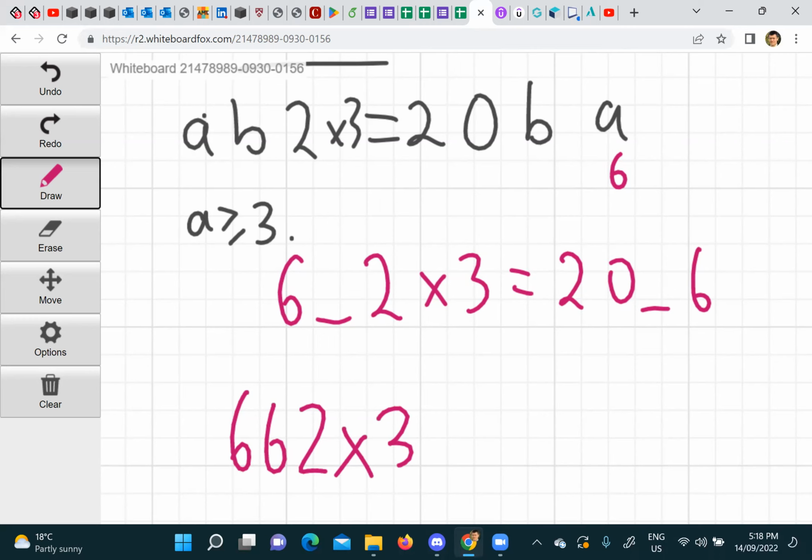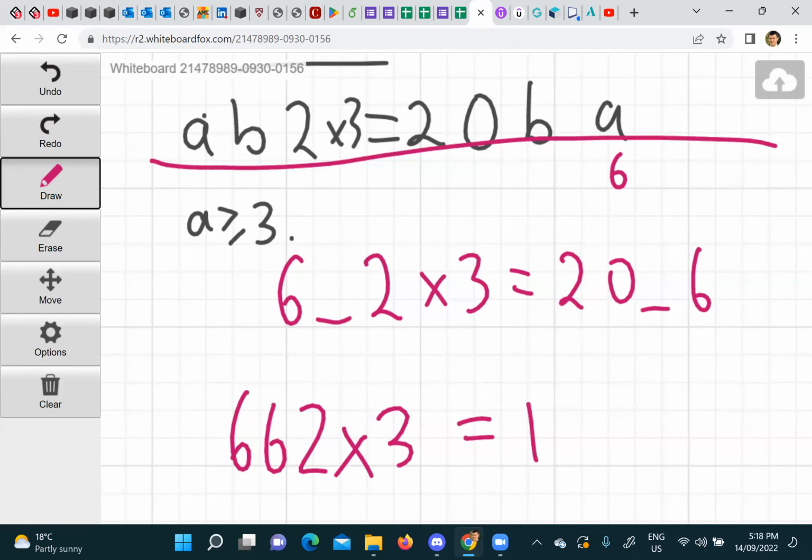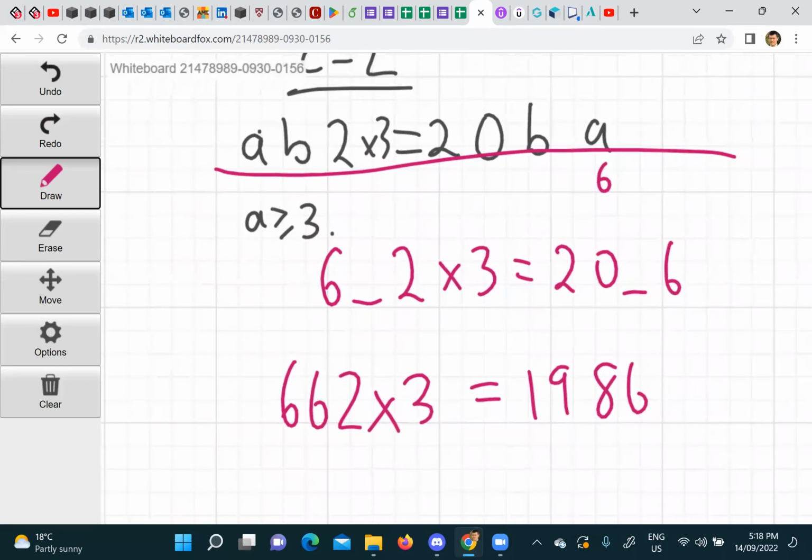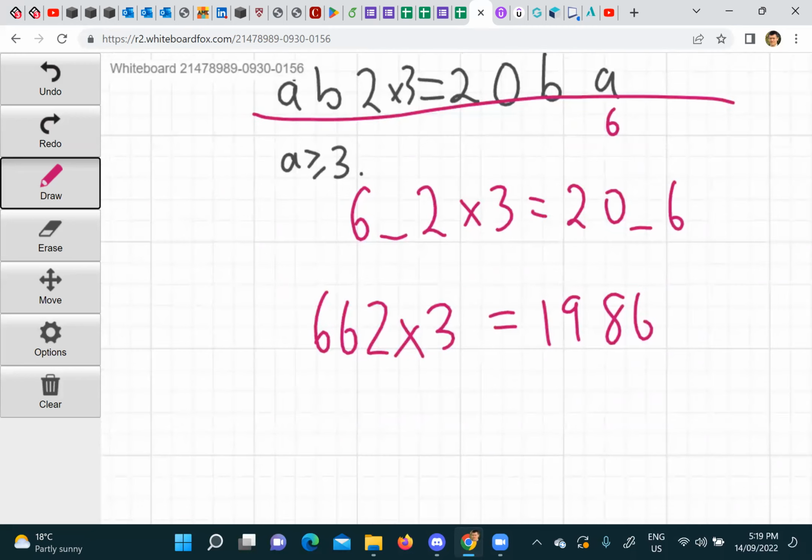Okay, then that's for homework then. 662 times 3 equals 1986. So that's not 20 at the front. Yeah, 1986. That's my birth year. So that means it has to be 7, 8, or 9.